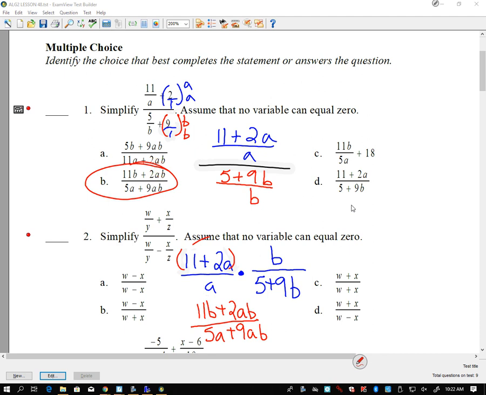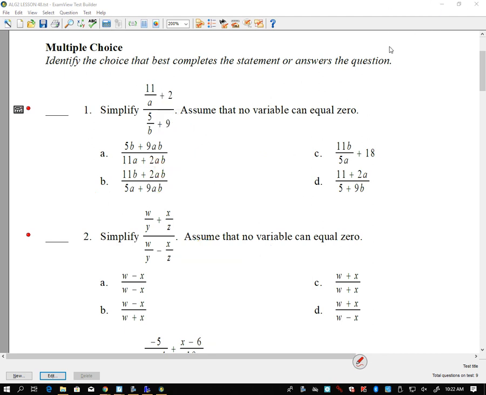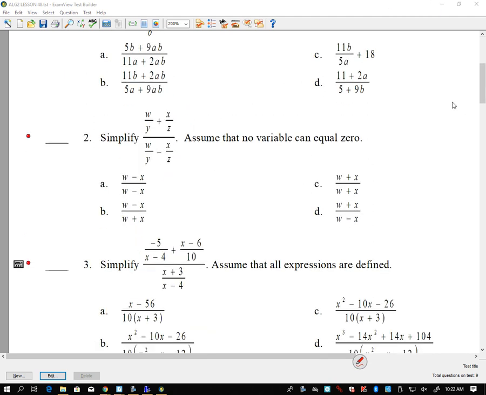We're actually going to skip number 2. I disagree with number 2's answer in here. So I've seen it on a test. If I see it on your next test, I'm going to throw it out because I disagree with their answer for it.